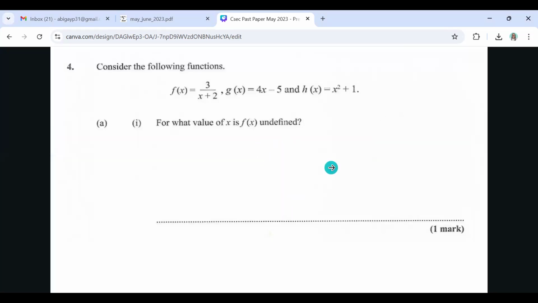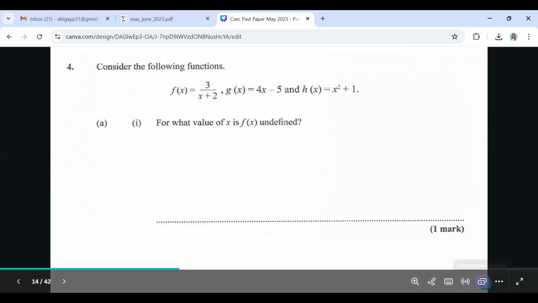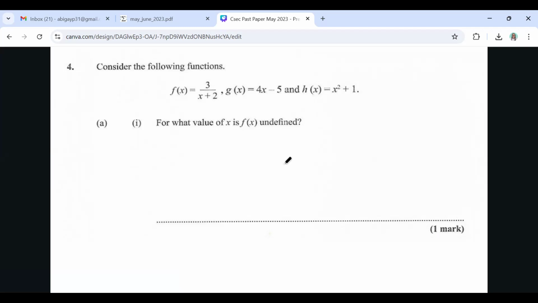All right, so it says calculate the following. f of x equals 3 over x plus 2, g of x equals 4x minus 5, and h of x equals x squared plus 1. They ask: for what value of x is f of x undefined?